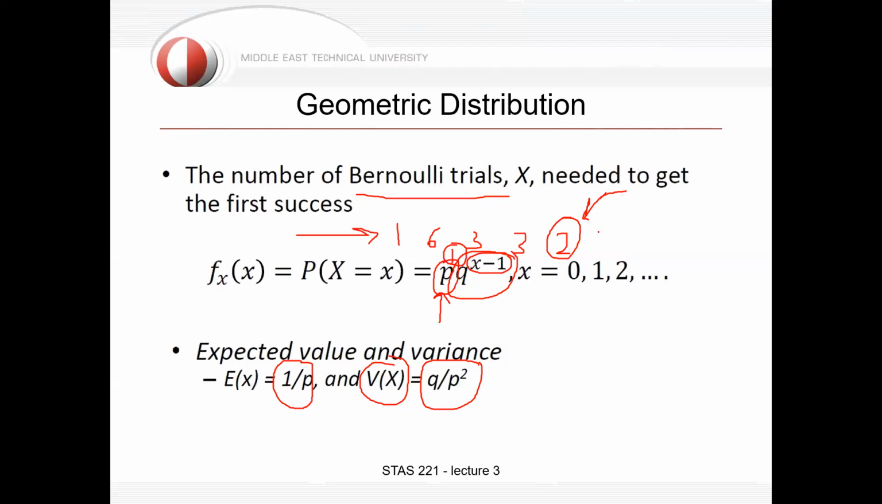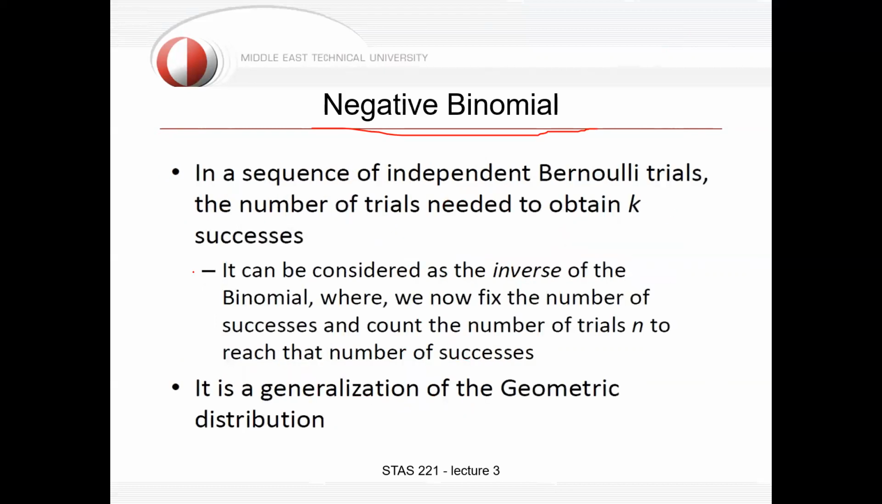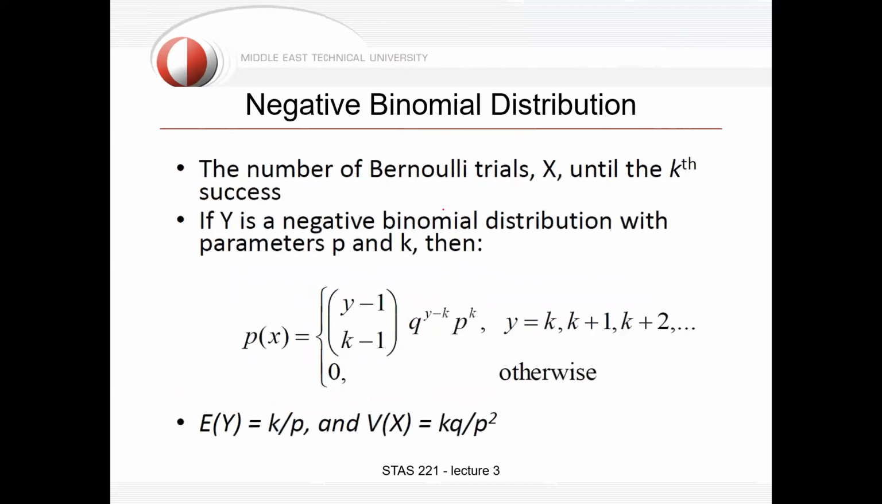Assume that I ask you, I need 5 times 2 to appear in order for me to consider it my target. So again, I should continue until I reach 5 times 2. When that happens, I need to define it in another distribution, because the geometric distribution only covers until 1 success. If I need k successes, then we can define it as the negative binomial distribution.